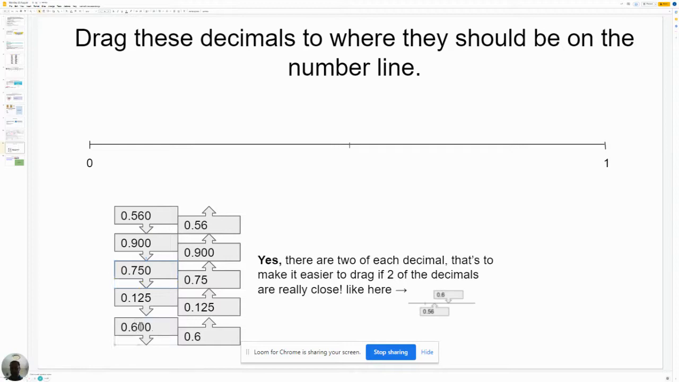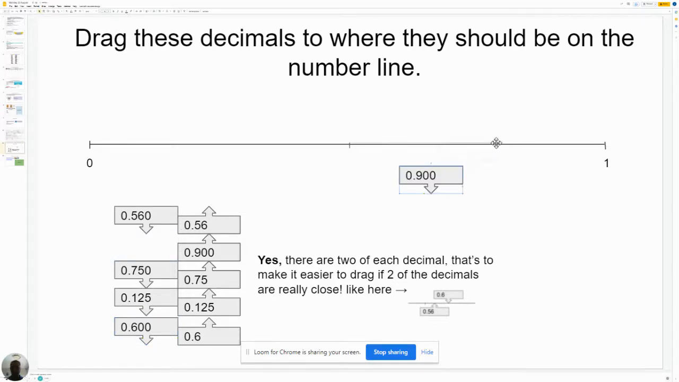So now that we've revised that, this is now 560 out of 1,000, 900 out of 1,000, 750 out of 1,000, 125 out of 1,000, 600 out of 1,000. So now that they're all the same, we can drag them with the knowledge that the biggest number will have to go closest to one and so on. So 900 is probably the easiest.